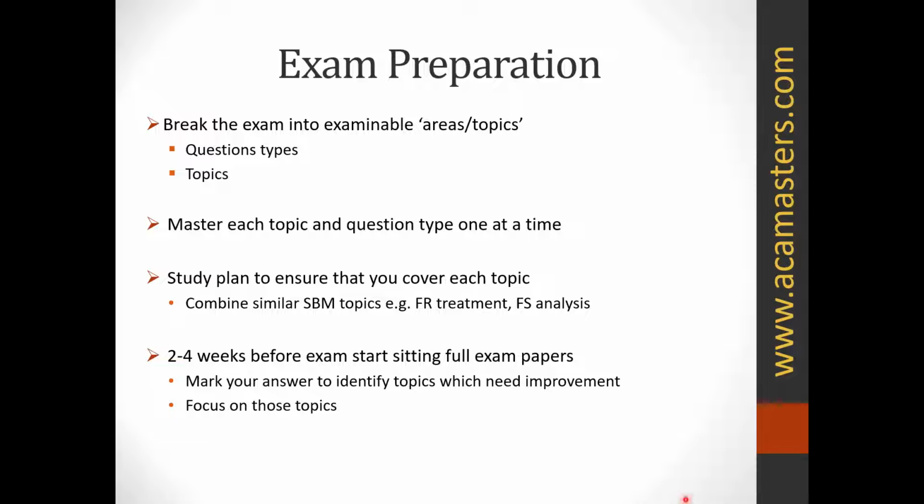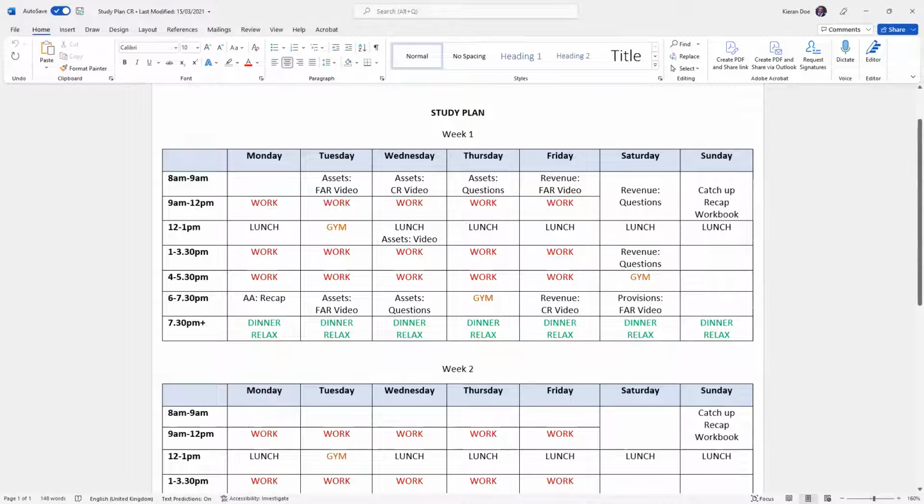So in the build up to the CR exam, I would suggest breaking it down into smaller areas. For each area, understand the technical content, but also practice lots of questions so you can work on your exam technique at the same time and master CR one topic at a time. So you should build this out into some sort of a plan. Personally, I find doing that at the start is almost quite reassuring.